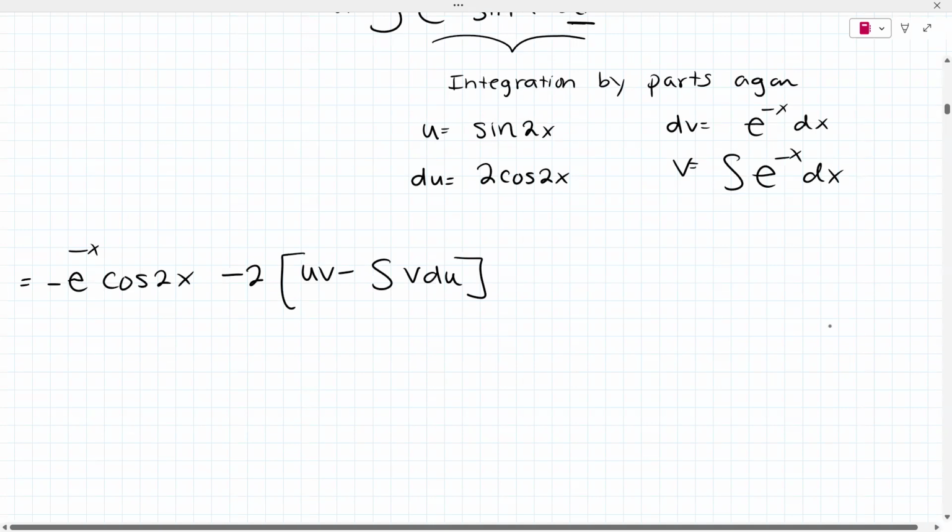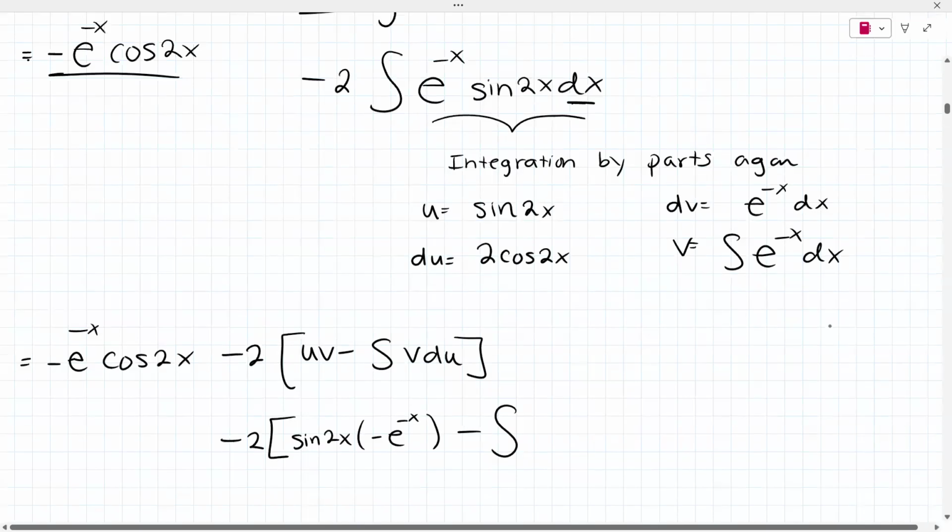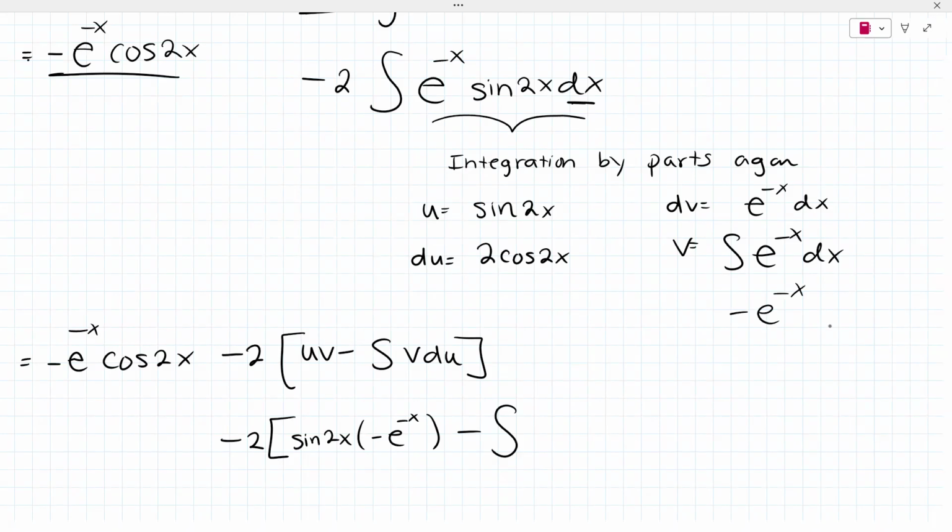Okay, so if you clean this up, this is going to be negative 2, and then my u is going to be sin of 2x, and my v is negative e to the negative x minus the integration of v du. So my v is, what's my v? What's the integration of e to the negative x? It is negative e to the negative x, right? So it's going to be negative e to the negative x, and then you have 2 cosine of 2x dx.